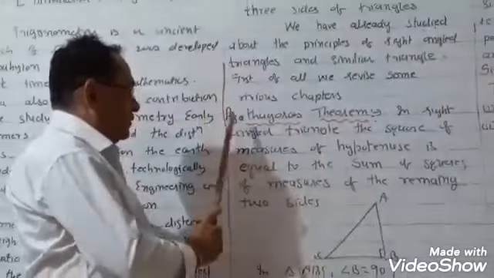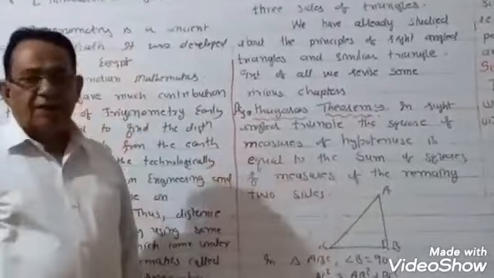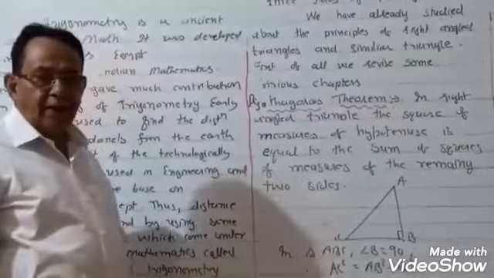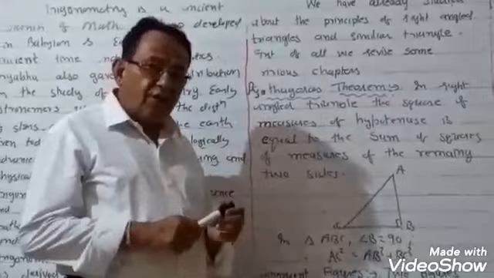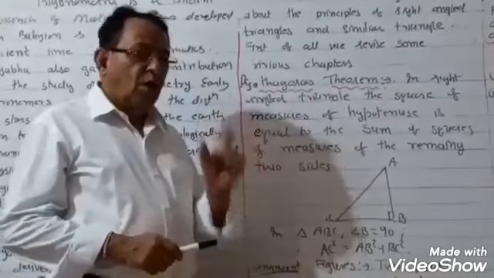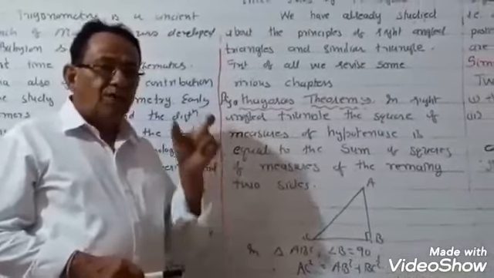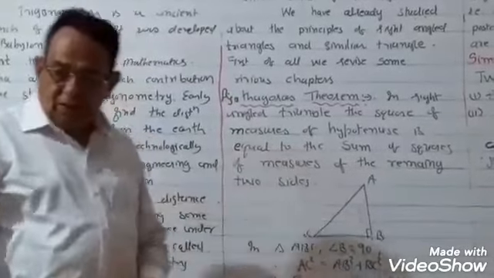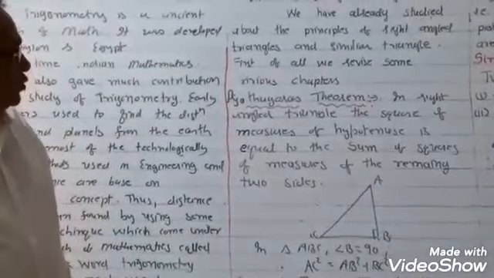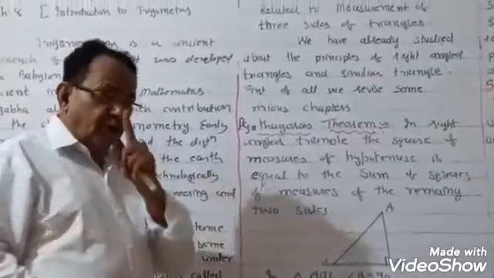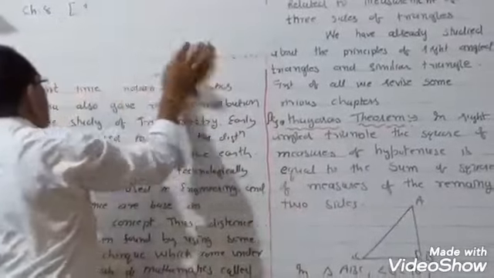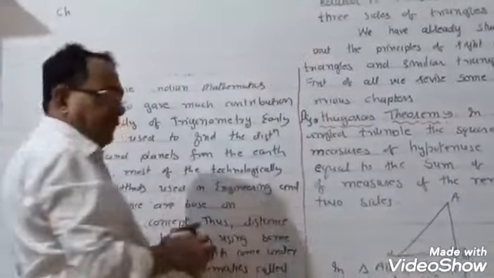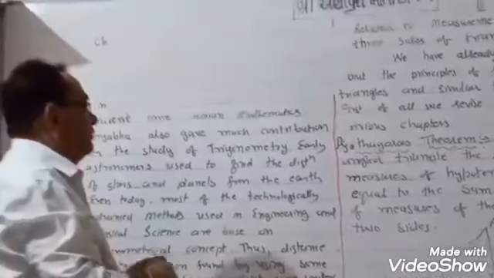First of all, you know the Pythagoras theorem. What is meant by Pythagoras theorem? In a right angle triangle, the square of the hypotenuse is equal to the sum of the squares of the remaining two sides. You know it. We have done this in standard 9. We have also done many examples based on it. Even though, I will just revise it.